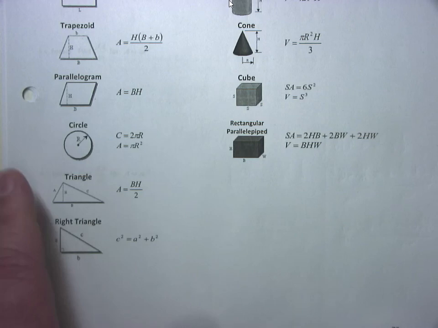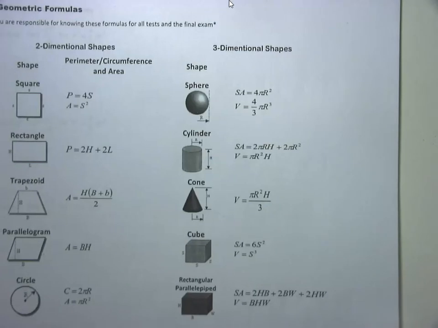So, in three-dimensional shapes, you need to know the surface area of a sphere is 4 pi r squared. Volume of a sphere is 4/3 pi r cubed. Surface area of a cylinder is 2 pi r times h plus 2 pi r squared. The volume of a cylinder is pi times r squared h. Volume of a right cone is 1/3 pi r squared h. Volume of a cube is side cubed. Surface area is 6 side squared.